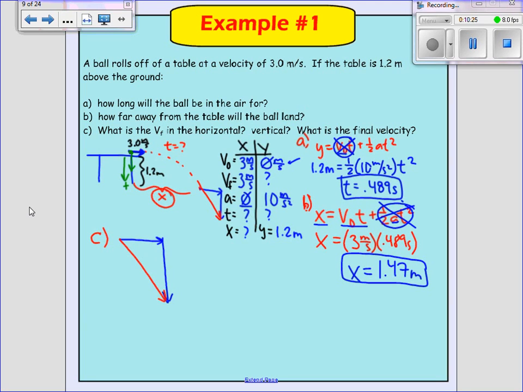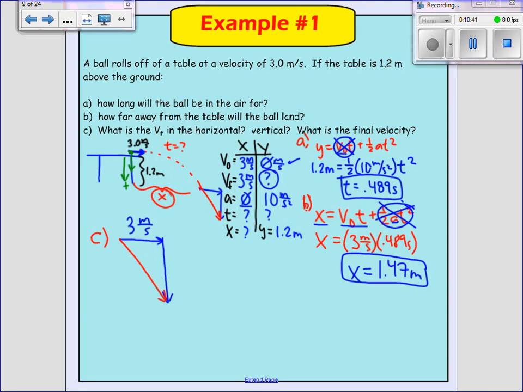The x velocity, or horizontal velocity, we actually already know. It's 3 meters per second, because it doesn't change. The y velocity, on the other hand, we need to figure out. It's a question mark right here. We don't know what the y velocity is, but we can figure that out.